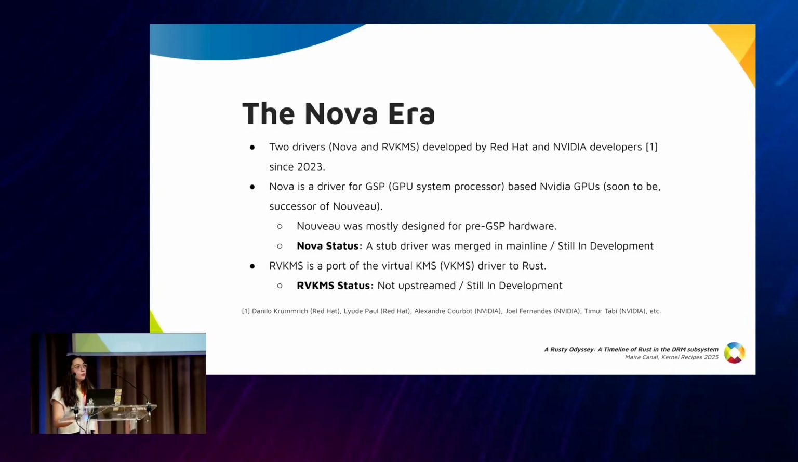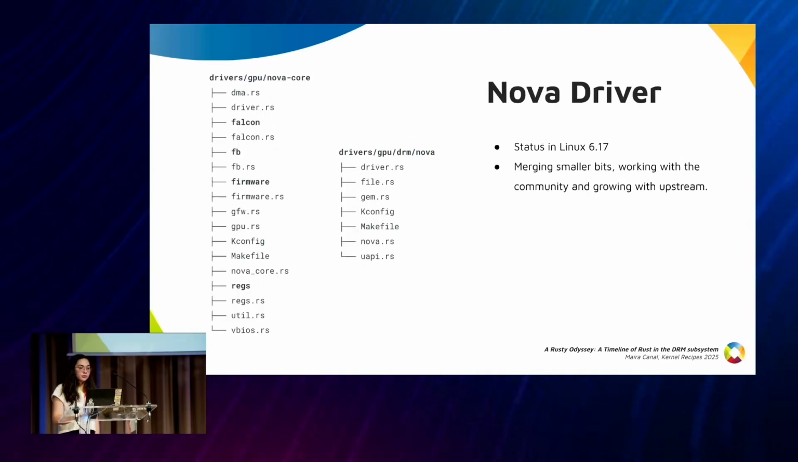And I believe that Nova is quite a fascinating case that we have in the DRM, especially due to the strategy that they chose to interact with the community and how to merge the driver. Actually, if you see at this point, those are all files that are already upstreamed, and I took this from Linux 6.17. So at this moment, we already have at least this core, a stub driver in mainline.